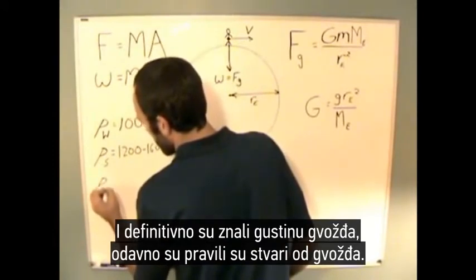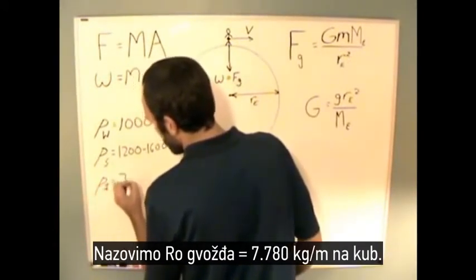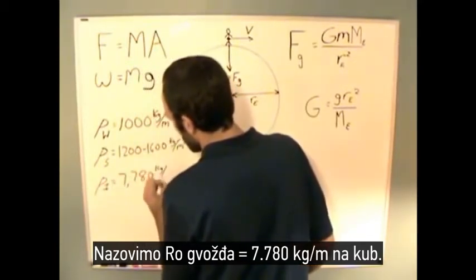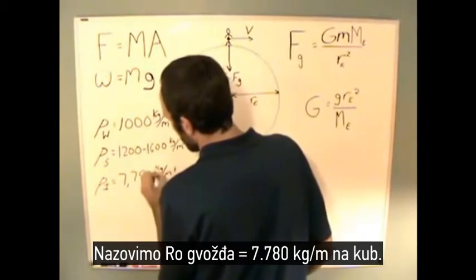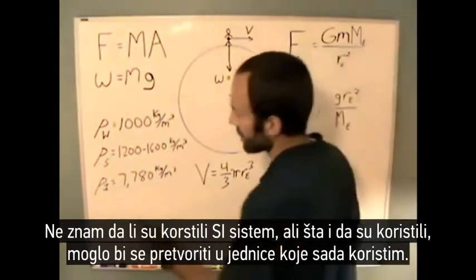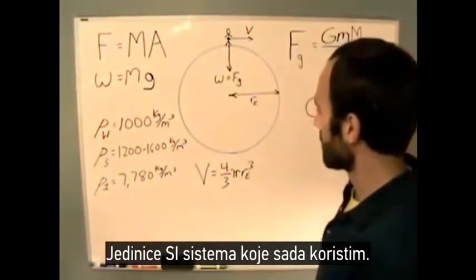people were building things out of iron a long time before that. We'll call that rho I, and that is equal to 7,780 kilograms per meter cubed. Now, whether they were using metric units again, I don't know, but they would have had their units that could be converted to the metric units I'm using now.